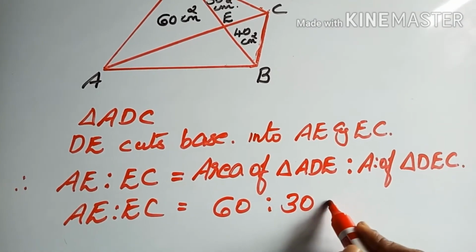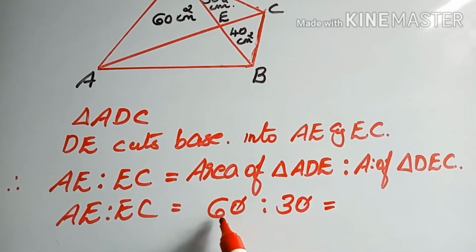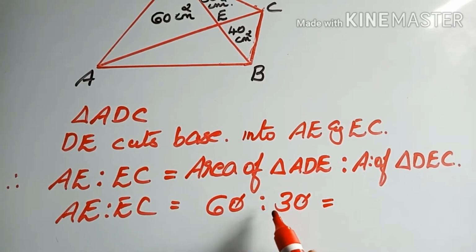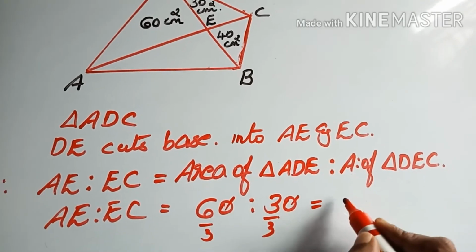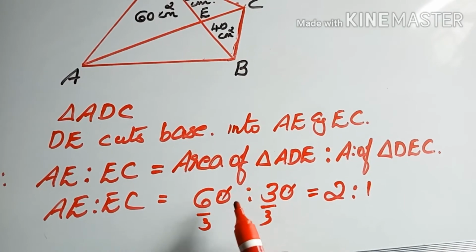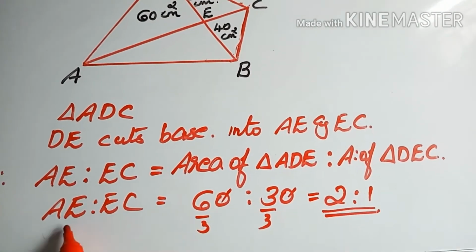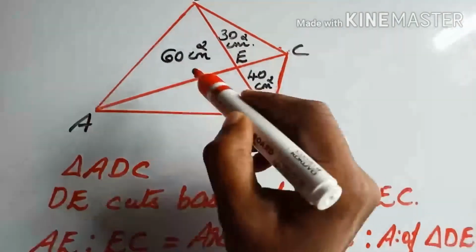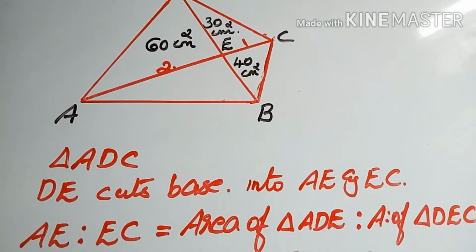This we have to simplify, then only we can apply. So 0 and 0 we can cancel, so 6 is to 3. Again we can simplify this. 6 and 3 are multiples of 3, so dividing by 3, 6 by 3 is 2 and 3 by 3 is 1. So the simplified form of 60 is to 30 is 2 is to 1. This is the ratio of AE is to EC, that means 2 is to 1.